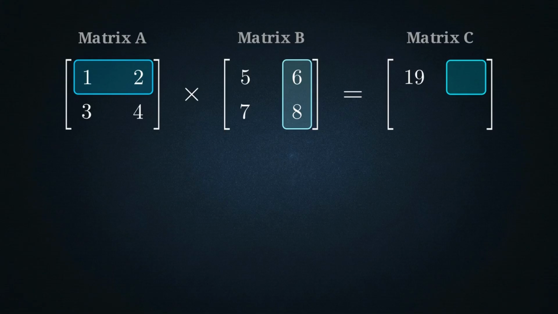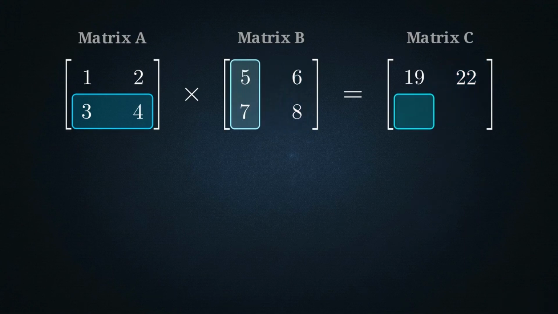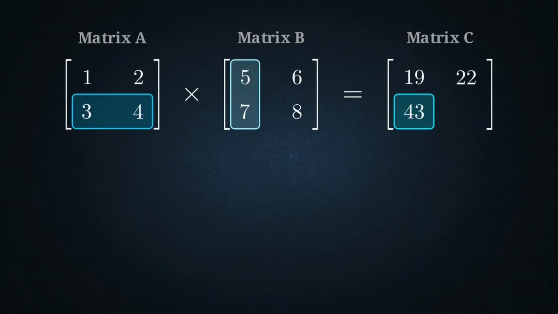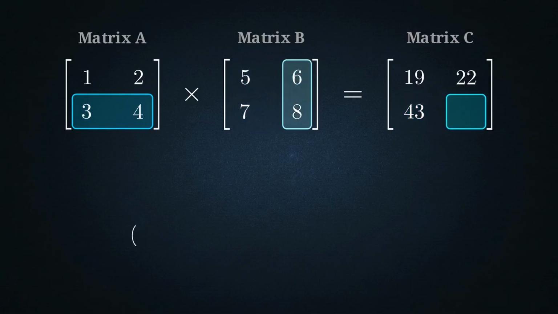To find the next coordinate, we keep the first row of matrix A, but shift to the second column of matrix B. 1 times 6 plus 2 times 8 yields 22. Moving to the bottom row of our result matrix requires us to drop down to the second row of matrix A, multiplying it against the first column of B to reach 43. Finally, the second row against the second column gives us 50.